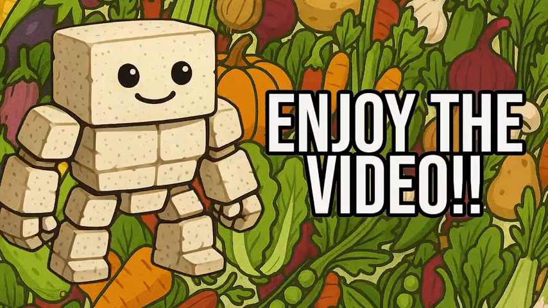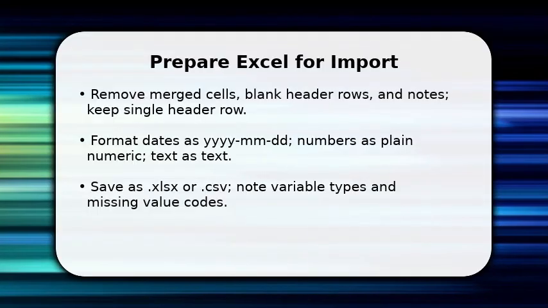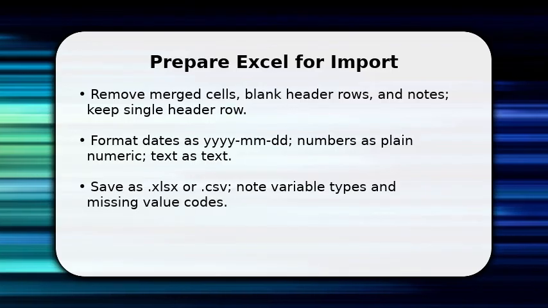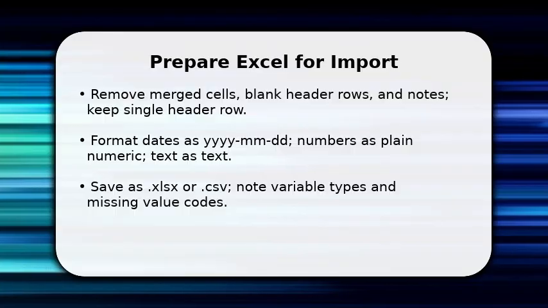Please enjoy the video. You begin by cleaning the Excel file so SPSS reads it predictably. Remove merged cells and extra header rows. Keep one header row with short variable names because SPSS uses them as variable labels. Once done, convert dates to YYMMDD and ensure numeric columns contain only numbers so SPSS assigns numeric type.